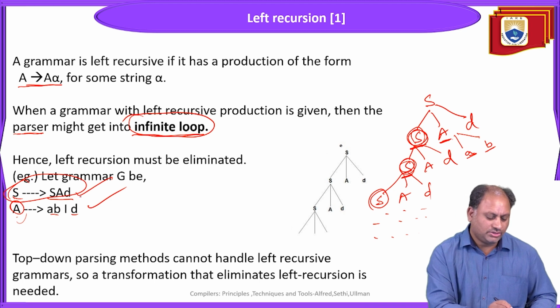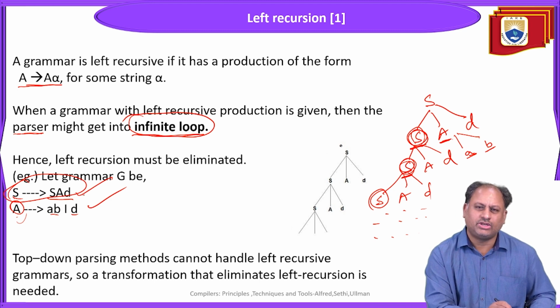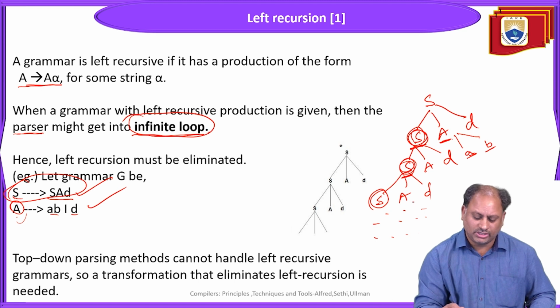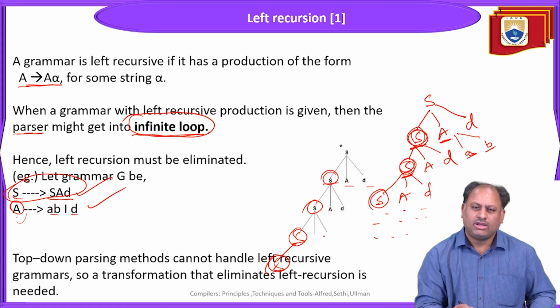But here there is no such derivation which stops the continuity of this one. So this can continue indefinitely. An indefinite loop will exist in this case. So that's why here capital S, capital A, capital A. Once again capital S, capital S. Once again capital S. Like this, it grows indefinitely. There is no termination.